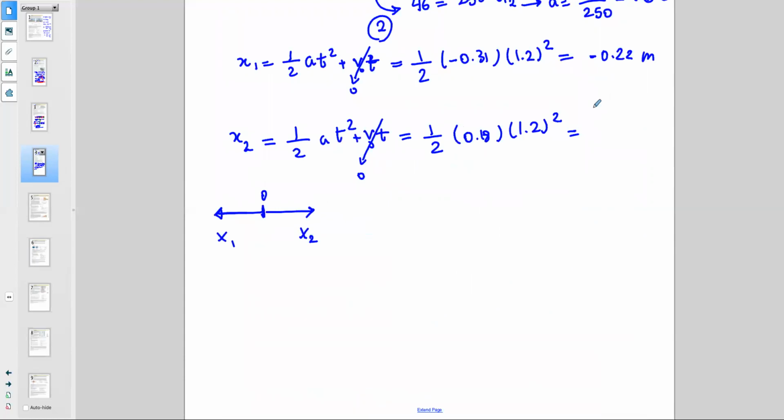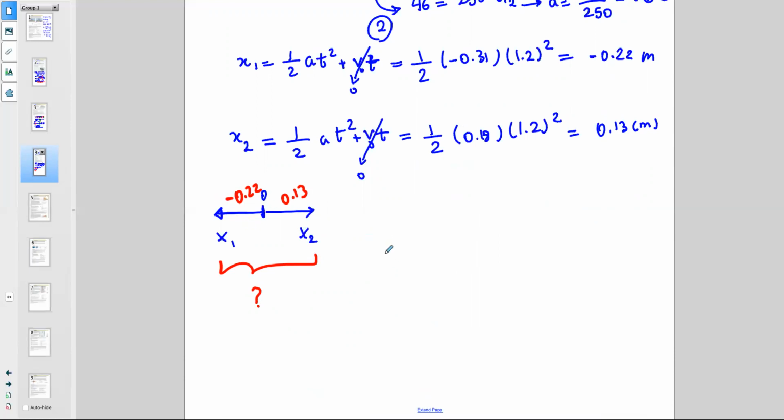0.13 meters. Okay, so this is negative 0.22. This is 0.13. If I want to find how far they are apart, I have to add them up.